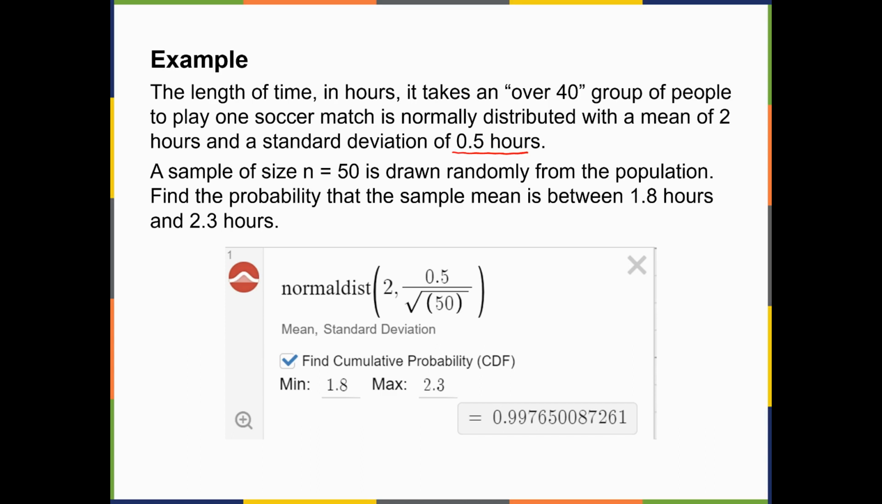The standard deviation of our sample mean is going to be 0.5 hours divided by the square root of n, which we said is 50. So 0.5 divided by the square root of 50, and actually I just put it into Desmos like that. I didn't bother to calculate it. And we get an answer of 0.9976.